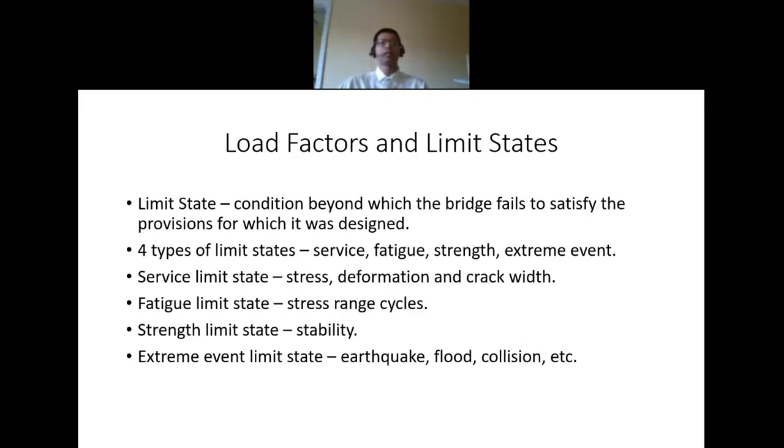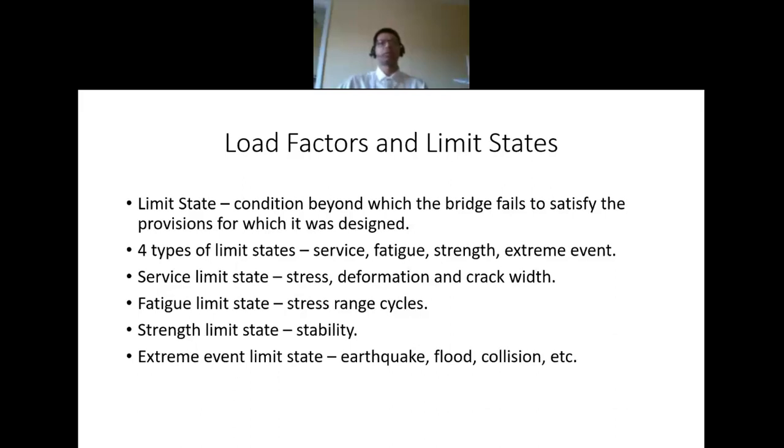Since we use steel as a major construction material in almost all bridges, due to its ductile nature, it shows a few warning signs before it fails or ruptures. And yeah, that's the greatest advantage of using steel. There are four limit states that we need to check: service, fatigue, strength, and extreme event.